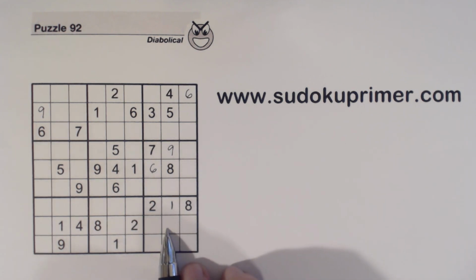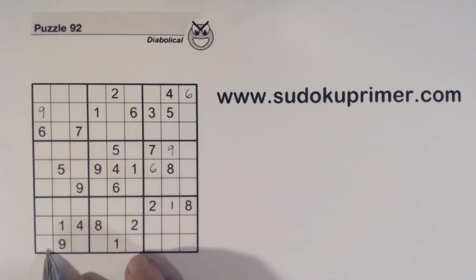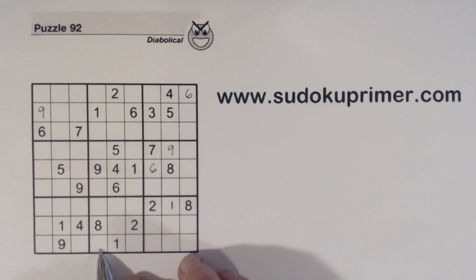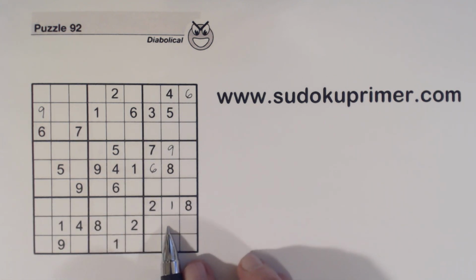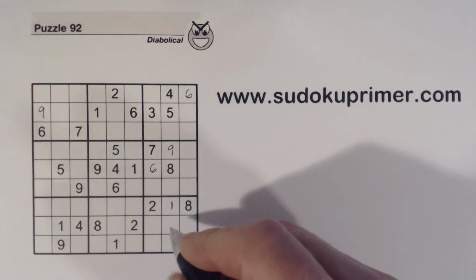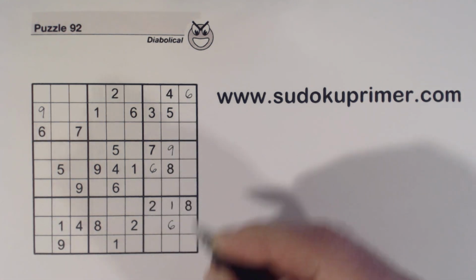And we can get a 6 here because we've got a 6 there. So one of these is a 6. We've got a 6 and a 6 there, so one of these is a 6. Using double row elimination, we know the 6 has to be here, here, or here. And those already have 6s, so that's a 6 right there.